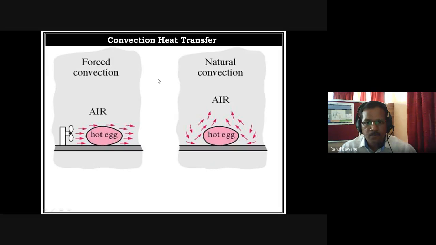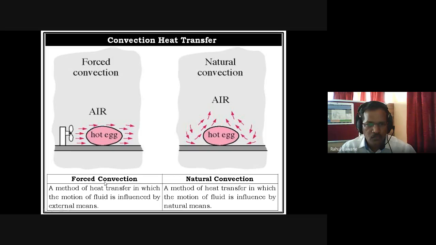So let us see what the difference is. Forced convection, natural convection. The first point is, forced convection is a method of heat transfer in which the motion of fluid is influenced by external means. External means may be any blower or fans. Natural convection is a method of heat transfer in which the motion of fluid is influenced by natural means. And natural means is nothing but a density difference.